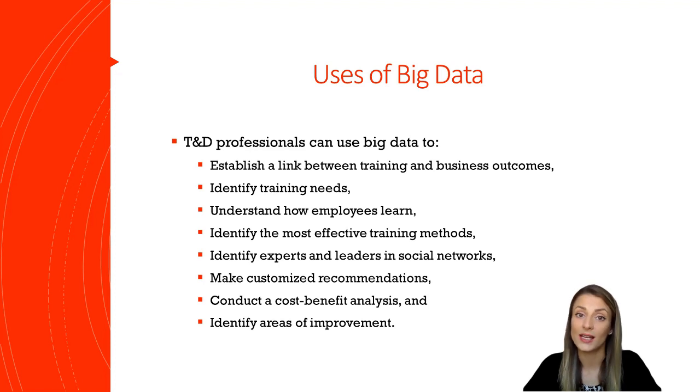Through social network analysis, we can use this data to identify the people whose support is crucial to training. This can include managers, leaders, experts, but it can also include people who are well connected or those who serve as communication hubs. Big data can be used to make evidence-based recommendations that are more likely to work than those based on our subjective analysis.